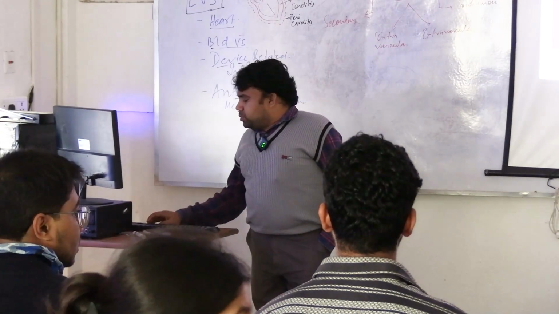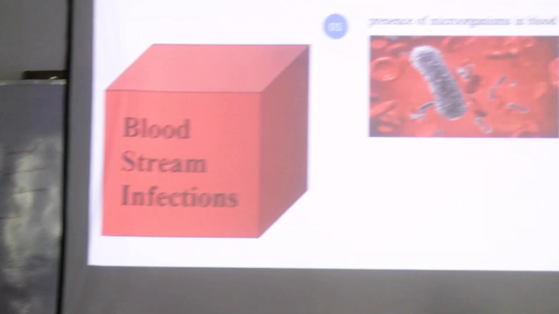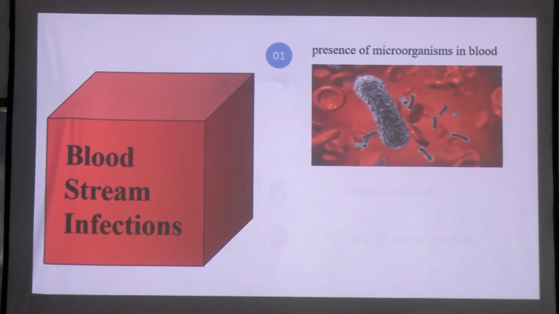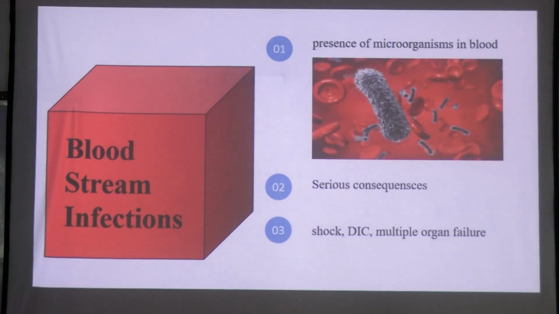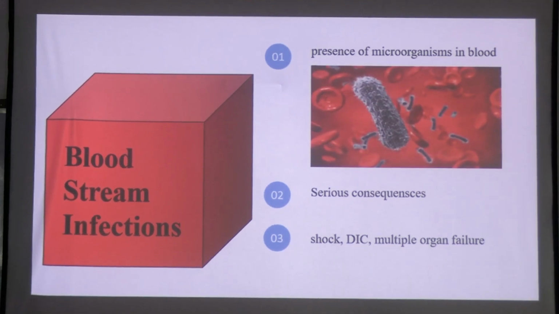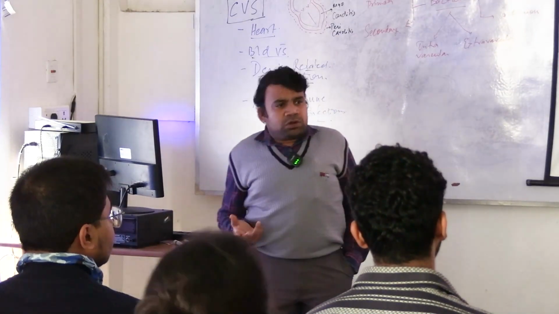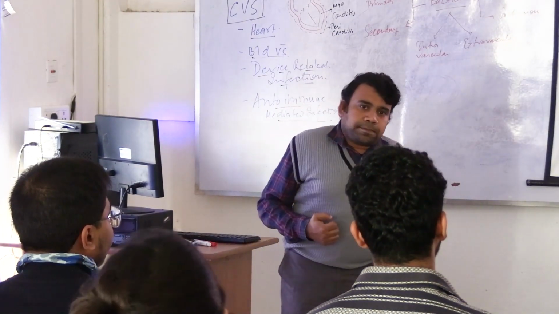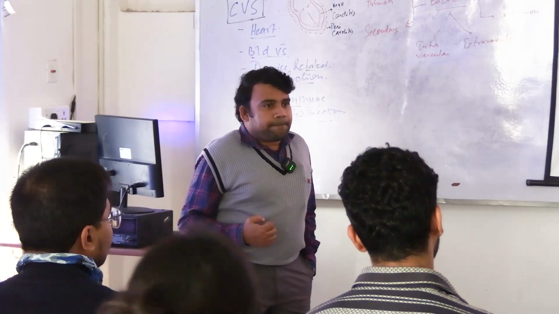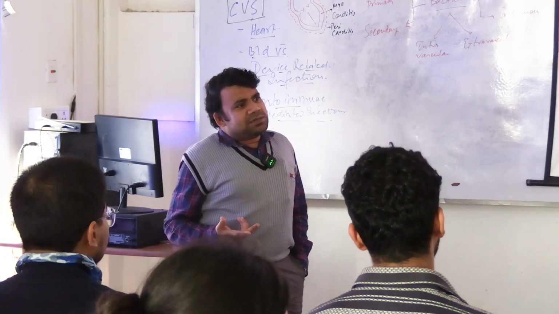Now, what are these bloodstream infections? When microorganisms are present in the blood. Furthermore, why is this important? Because whenever should the microorganisms be present in the blood in the first place? Blood should be sterile. So, in a sterile part of the body, if there are microorganisms, what will happen? Contamination.